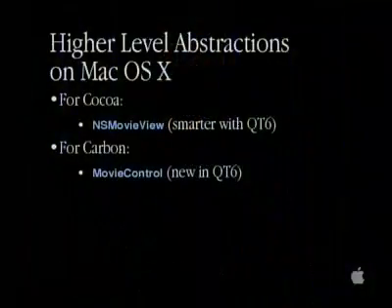We have working sample code available. There'll be a URL at the end of the session. But again, you shouldn't even have to do this. So on Mac OS X, we have some higher level abstractions. For Cocoa, we have NSMovieView. Now, this got smarter with QuickTime 6. NSMovieView has handled the tasking of QuickTime for you in the past. Now it knows about this new API, it uses it, and you'll only use the CPU that you need to play this particular movie. For Carbon, we have a brand new thing in QuickTime 6 called the Carbon Movie Control.